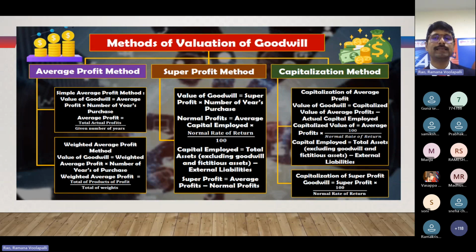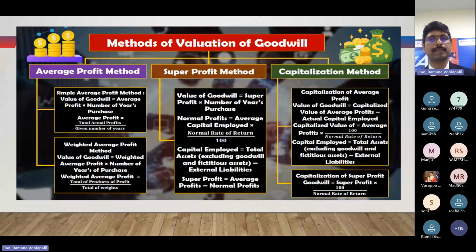So the third method is capitalization method, capitalization of average profit. The value of goodwill is equal to capitalized value of average profit minus actual capital employed. Capitalized value is equal to average profit into 100 by normal rate of return. Capital employed is, again we know, total assets excluding goodwill and fictitious assets minus external liabilities. This is what the third method is.